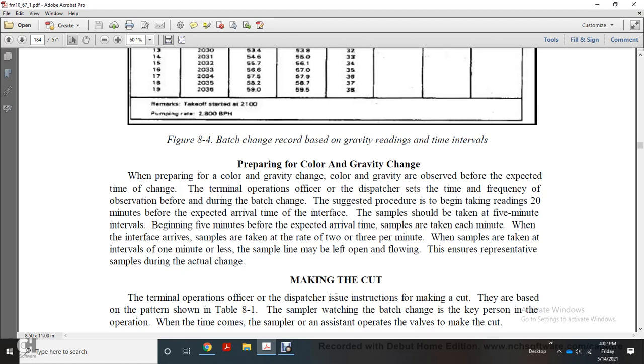Preparing for color and gravity change. Color and gravity are observed as expected for the time of the change. The terminal operator and the dispatcher set the time for the observation.